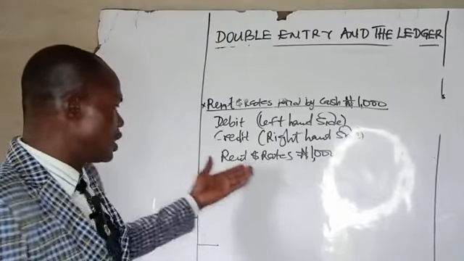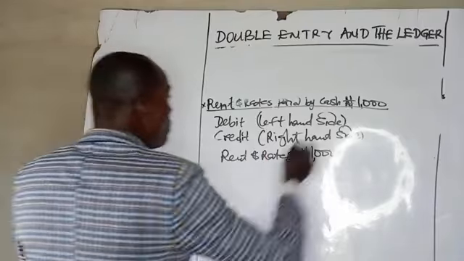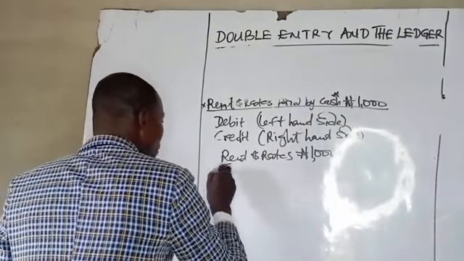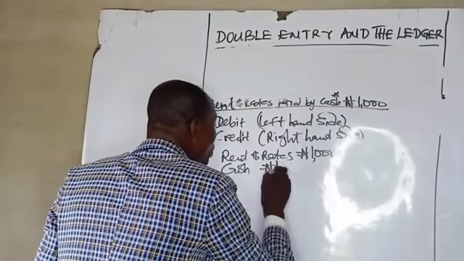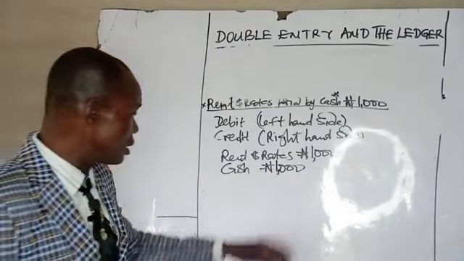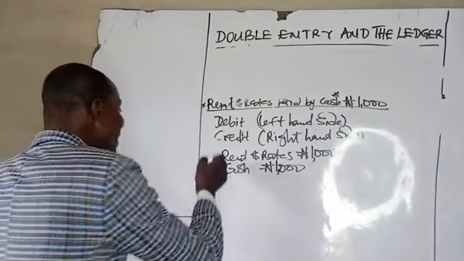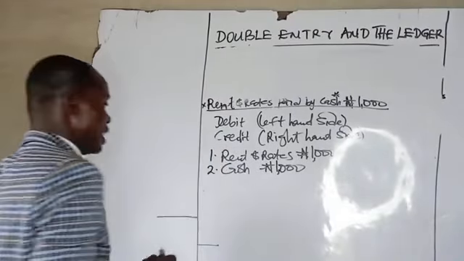By what means did you pay for this transaction? The payment was made by cash. So it will also affect cash account. So you are also going to record the sum of 1,000 naira in cash account. Therefore, the two accounts affected: number one is rent and rates account, number two, cash account.